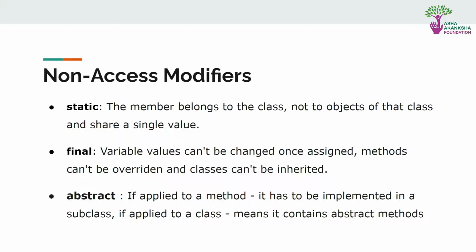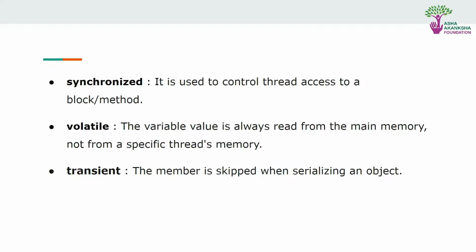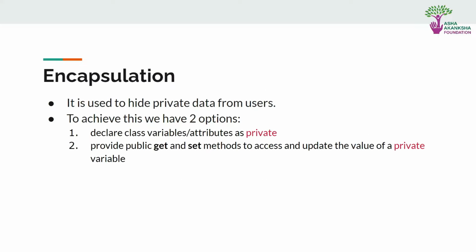Then it's abstract. If applied to a method, it has to be implemented in a subclass. If applied to a class, it means it contains abstract methods. Abstract will come later. Similarly, there are some other modifiers which are not useful at this stage: synchronized, volatile, transient. You can read about these, but we will not discuss them.